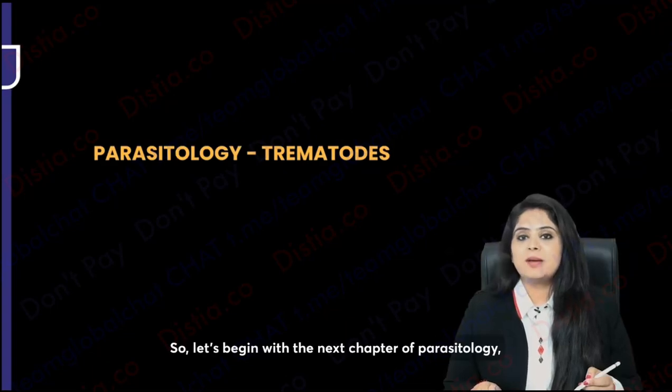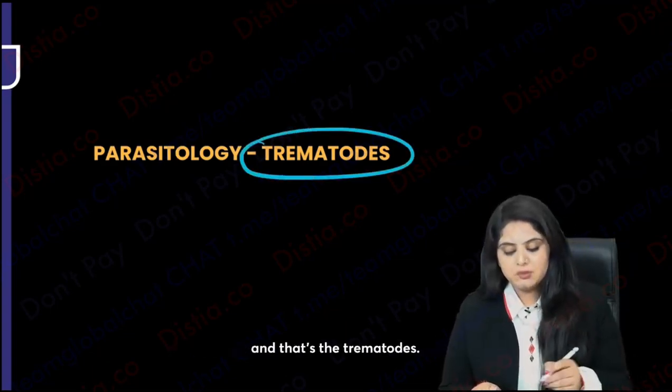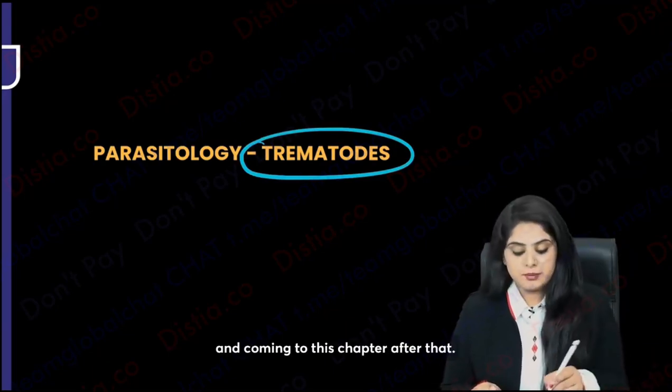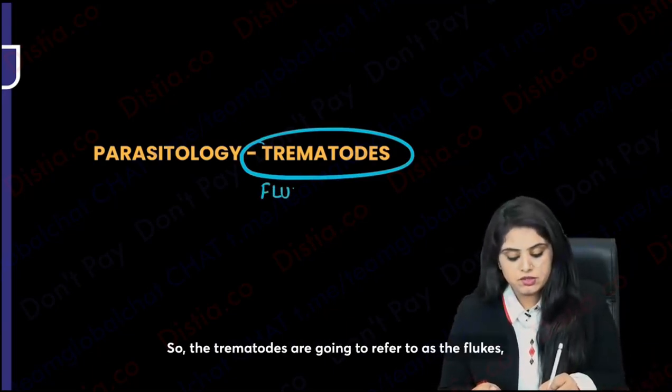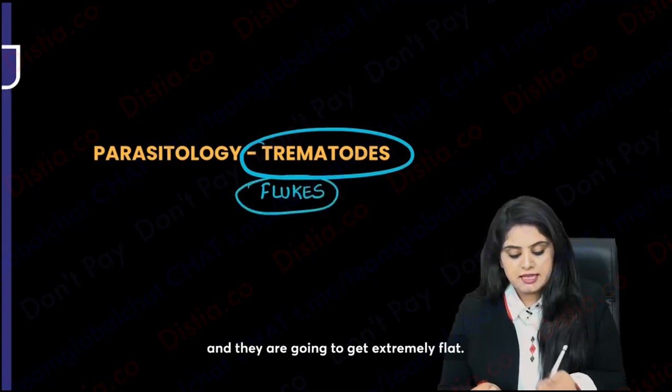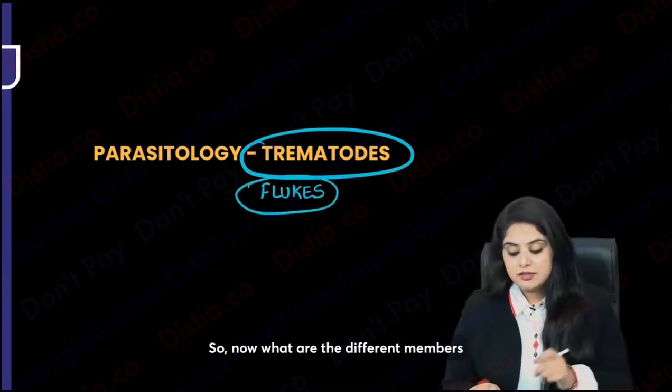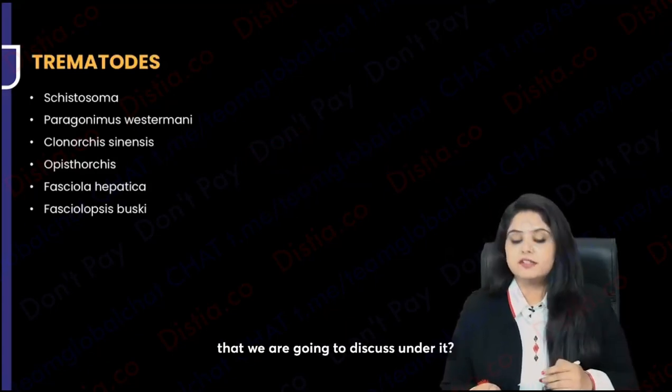So let's begin with the next chapter of parasitology, and that's the trematodes. I hope you've already read the cestodes and are coming to this chapter after that. The trematodes are what we refer to as the flukes, and they look extremely flat. Now, what are the different members that we're going to discuss under it?